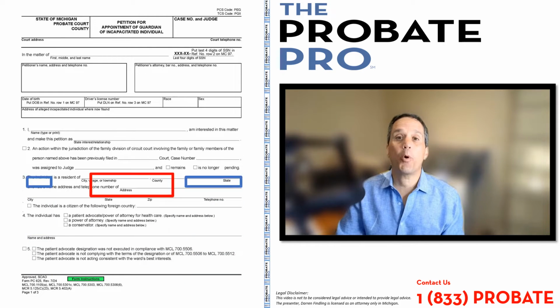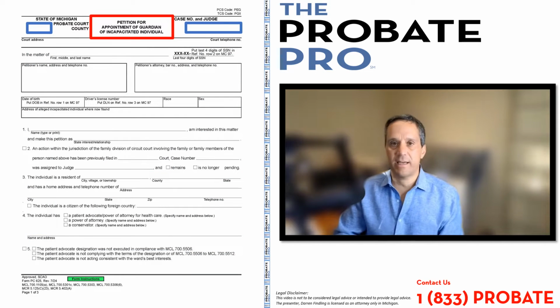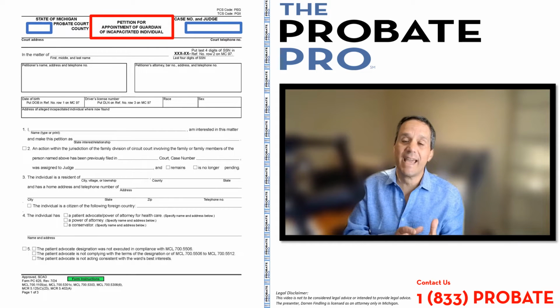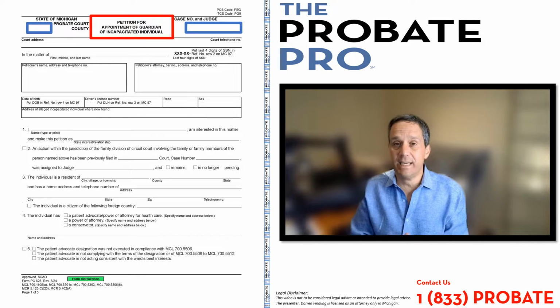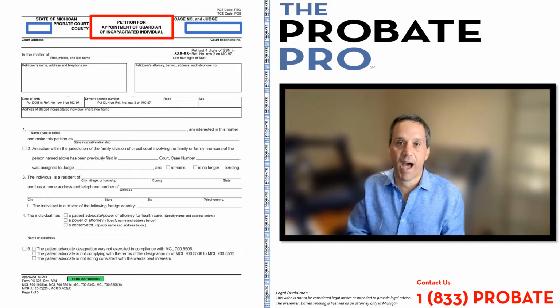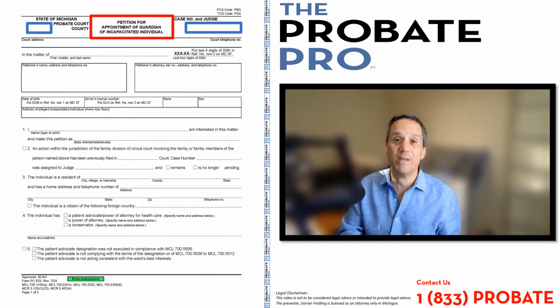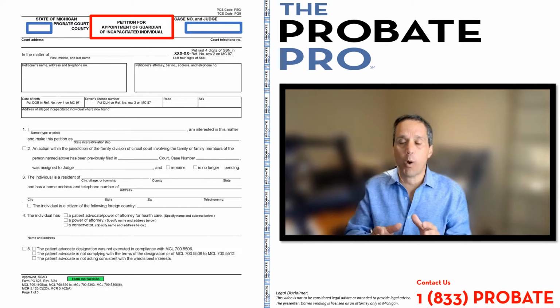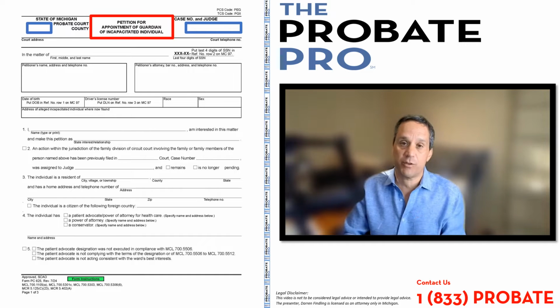The petition for appointment of guardian, legally incapacitated individual. Hi, I'm Darren Findling of the Probate Pro, and we're going to cover SCAO form, State Court Administrative Office Form PC 625. This is the form that has just recently been amended in July of 2024 that's required for the filing of an adult petition for guardianship.